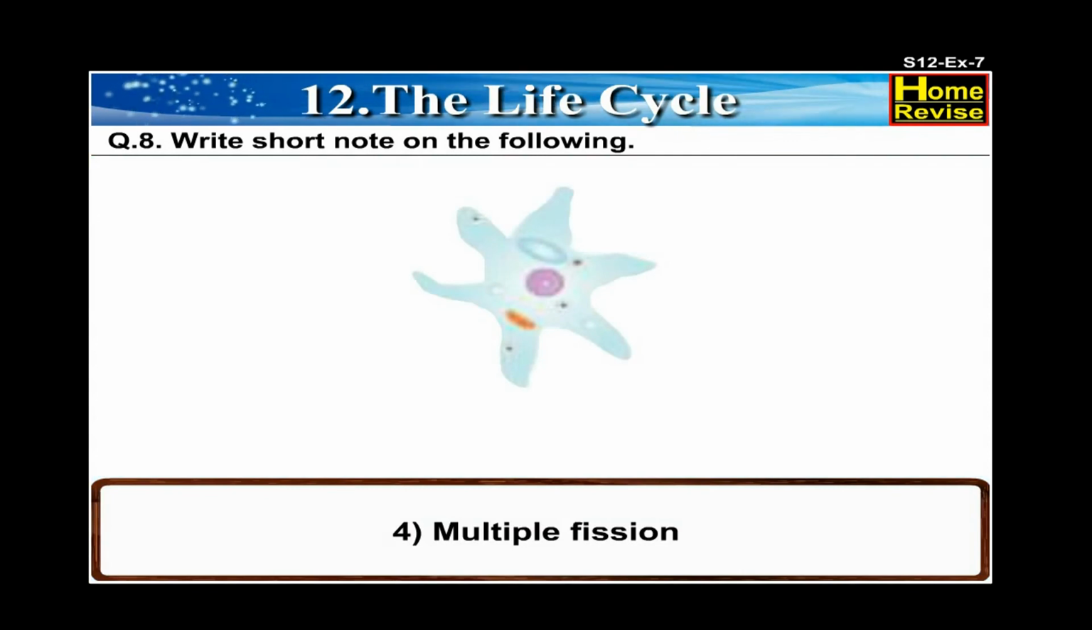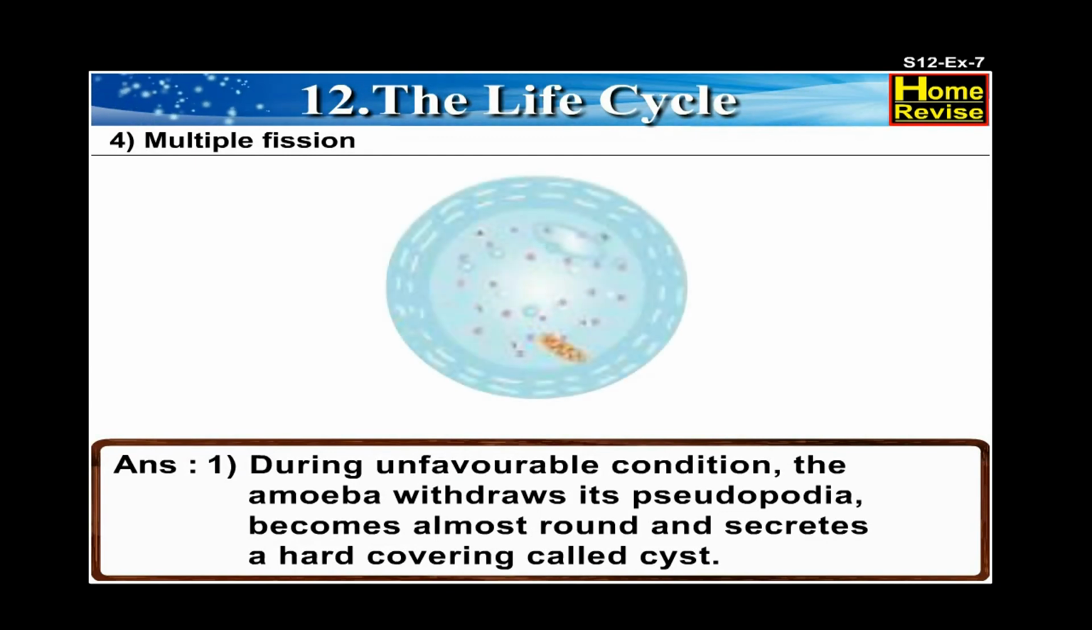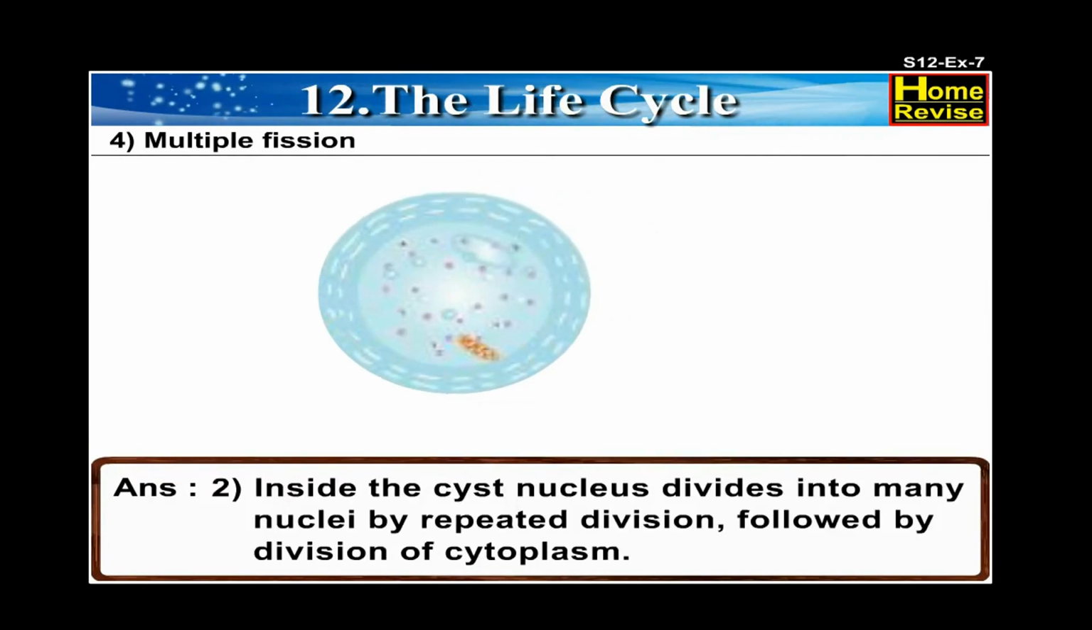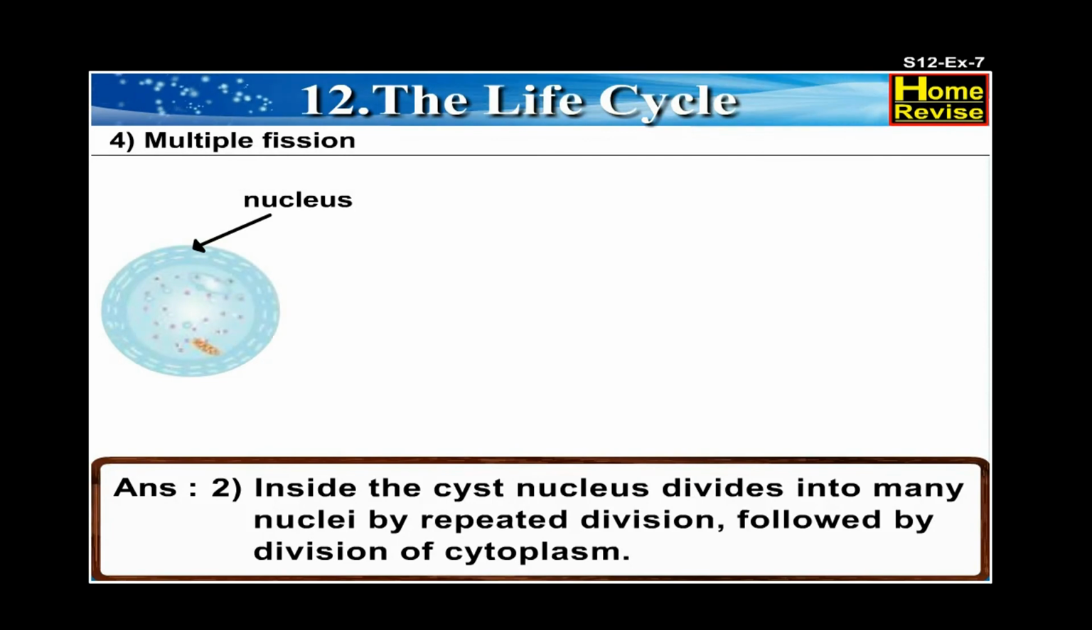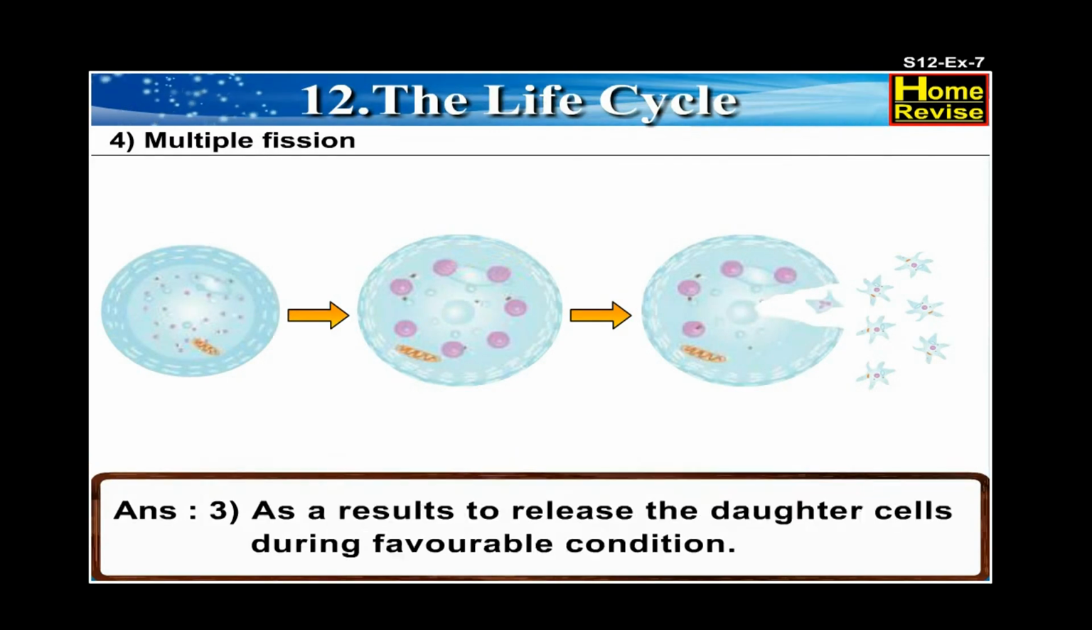Fourth, multiple fission. Answer: during unfavorable conditions, the amoeba withdraws its pseudopodia, becomes almost round, and secretes a hard covering called cyst. Inside the cyst, the nucleus divides into many nuclei by repeated division, followed by division of cytoplasm. Later, it releases daughter cells during favorable conditions.